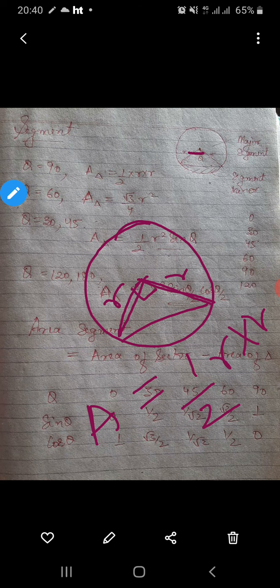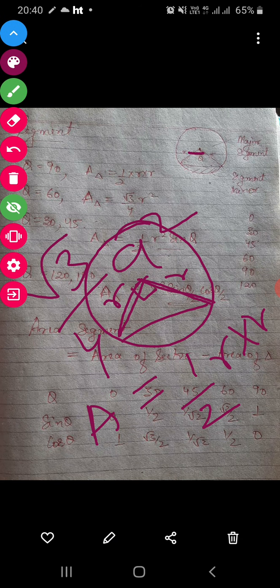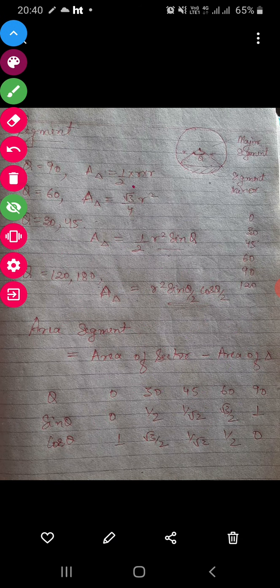If we have an equilateral triangle, we all know the area is root 3 upon 4 a square. Here a is our r, so this formula can be used. But if the angle is other than 90 degree or 60 degree, then what will you do?